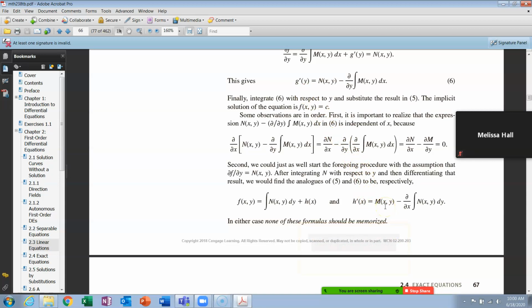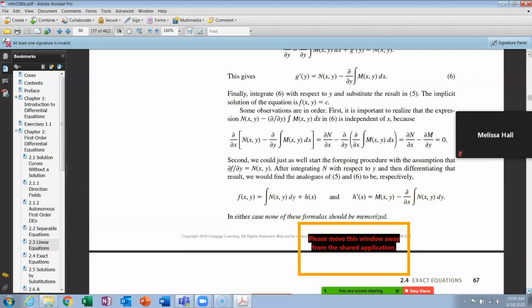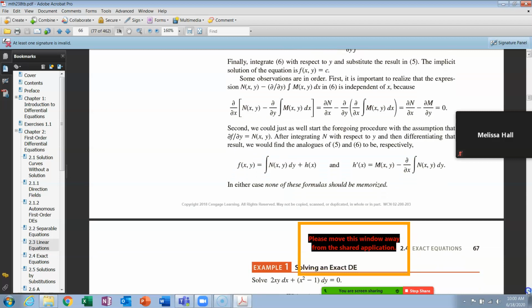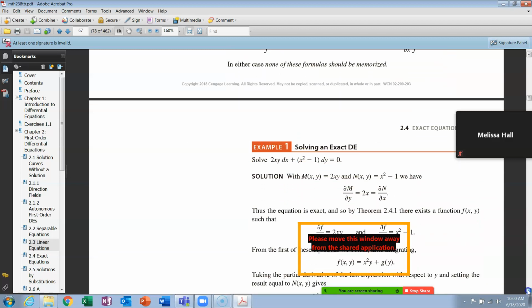And don't worry. Don't try to memorize these formulas. Just do the work, okay? The steps minus this. And it says in either case, none of these formulas should be memorized. That's not how you do these. You do the procedure, okay? So let's do the procedure.